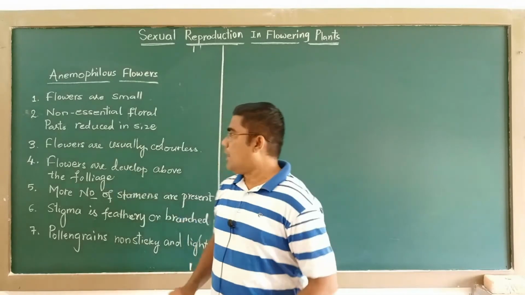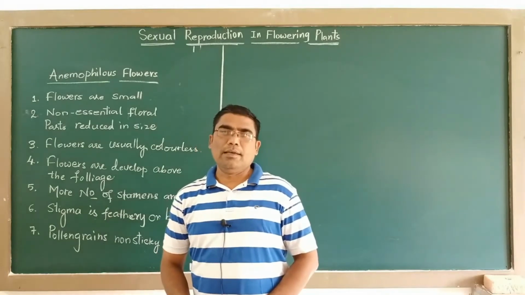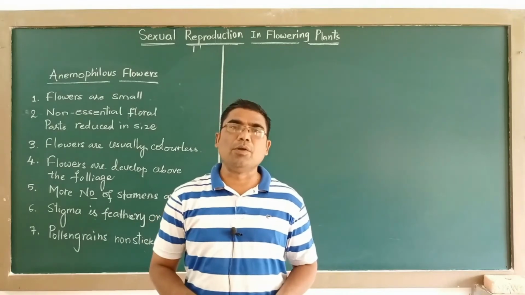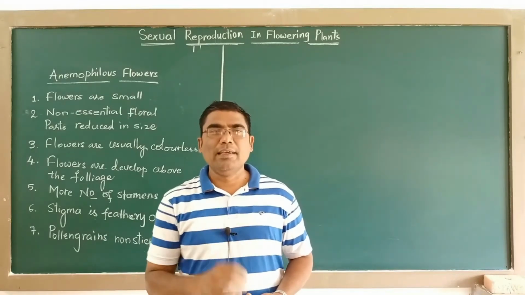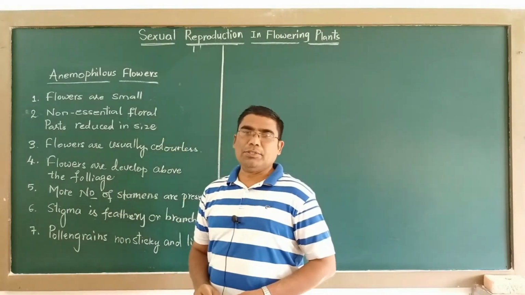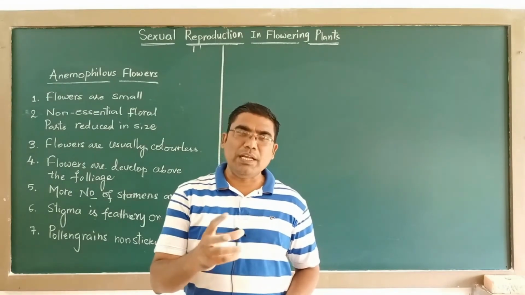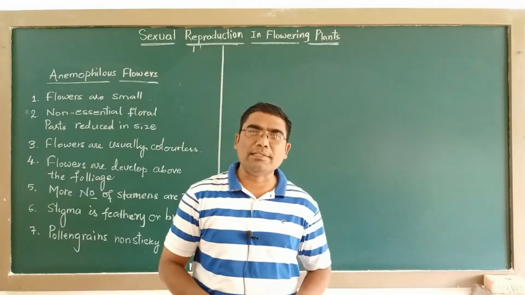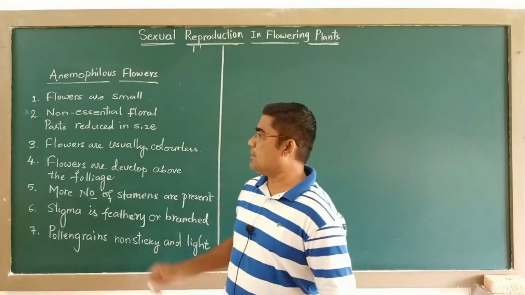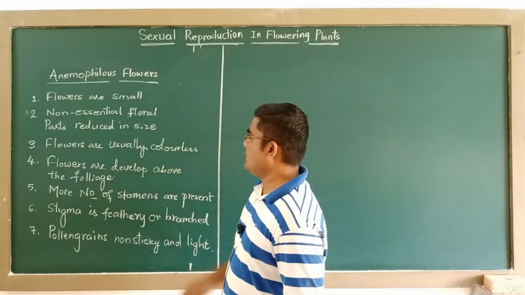Whereas next, when we observe, flowers are usually colorless. Generally in entomophilous flowers, flowers have bright colorations, very good colorations to attract the insects. Here, anemophilous flowers perform pollination through wind, and wind is an abiotic factor. There is no need of attracting wind. It does not make any sense. Because of this reason, there is no need of bright colors. Because of this reason, anemophilous flowers are commonly colorless.